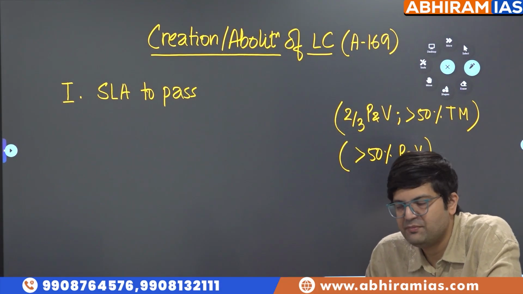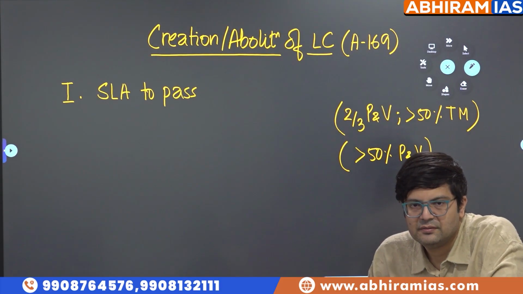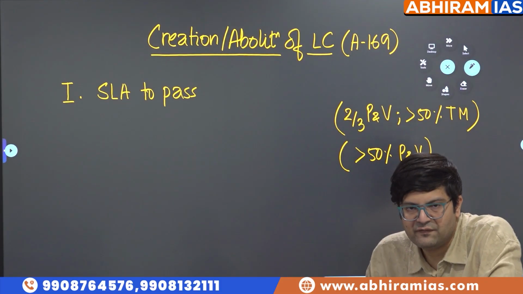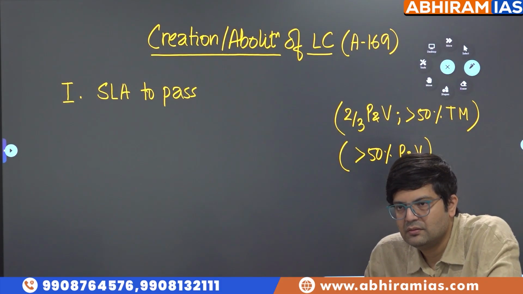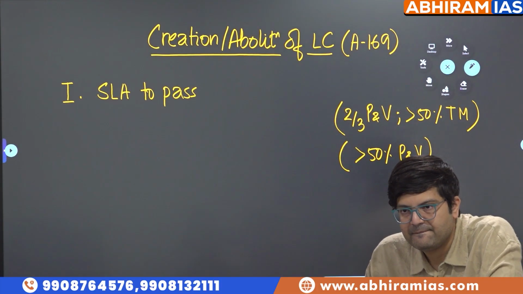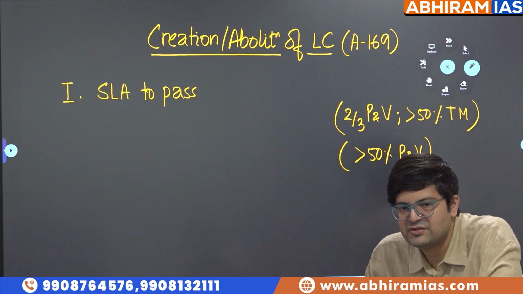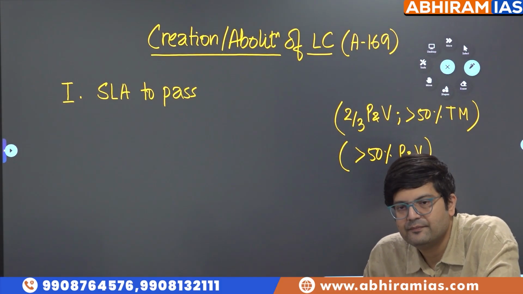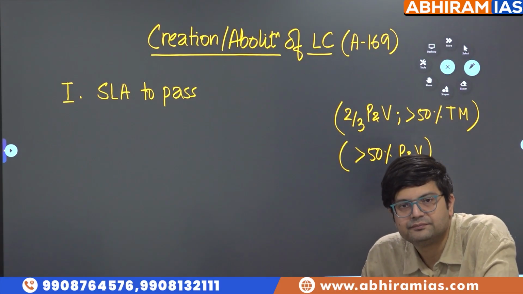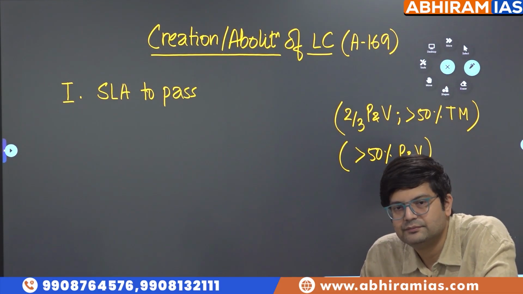Next line, change of paragraph. State government via notification can create dash abolish LC. Via notification create / abolish LC. LC? Amazing, great. Okay, any doubt?